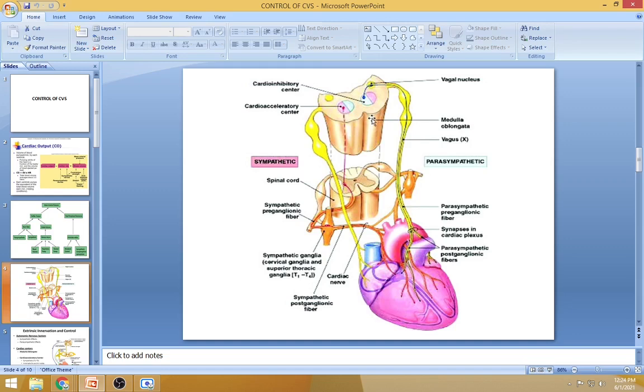You have another center that is present on the posterior medulla, just posterior to these two centers. There is something called the nucleus tractus solitarius. This is also very important and plays a role in the control system, because it receives all the sensory input from the peripheral receptors. Now these peripheral receptors also play a very important role in controlling this system here.